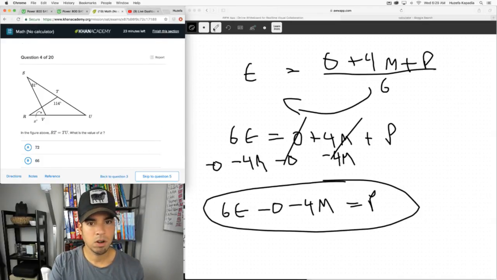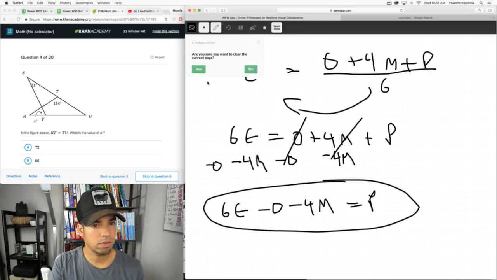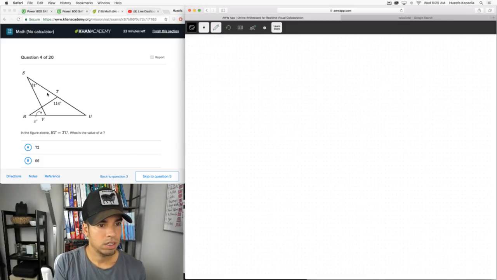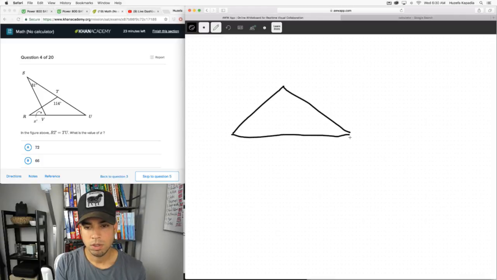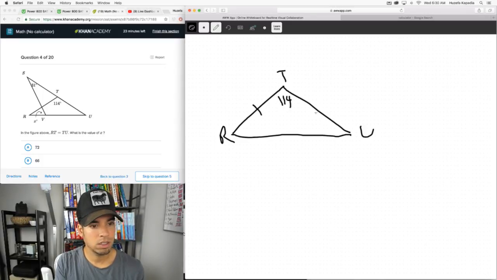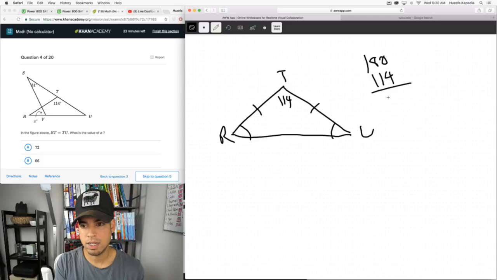Next, in the figure above, RT equals TU, what is the value of x? So if RT equals TU, that means that this is an isosceles triangle. So let me show you how I'm going to draw this. I'm just going to go piece by piece, right? You don't have to have a big picture necessarily when you're doing these. It's telling us that RT equals TU. That means these two angles are equal to each other. We have to subtract 114 from 180. That is 66. That means this is 33 and this is 33. It's the only way these two angles are equal because they all have to add up to 180.